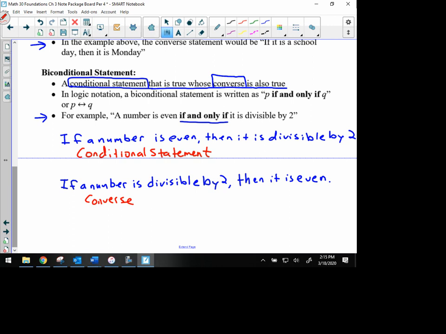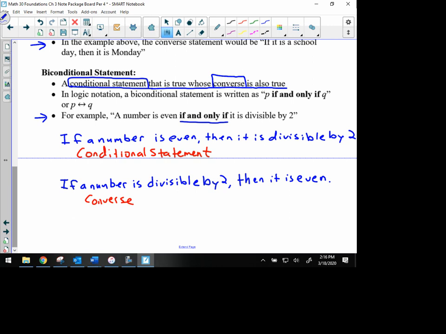Now we notice that both of these statements are true. Both are true because we can't find a counterexample, and we know what even numbers are, right? The very definition of an even number is that it has a factor of 2, or that it's divisible by 2. So no matter which way you look at it, either the conditional statement or the converse, both of these are true. So this is a biconditional statement, is what we can classify it as.